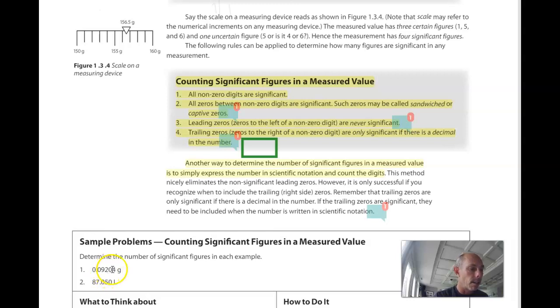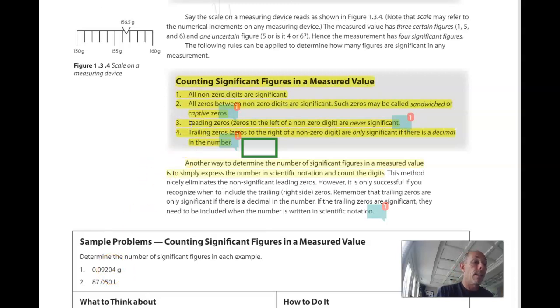So is this considered a sandwiched or a captive 0 because it's between 2 non-zero digits, and it as well would be considered significant. These zeros would have to come from the measuring device. They just happen to be zeros. 1 out of 10 times a number will be a 0. Because if the 5 is significant, because it's non-zero, right? If the hundredths place are significant, certainly the tenths place are. Same thing up here. If the ones place is significant, that's the 10,000th, maybe 100,000th, so is that significant.